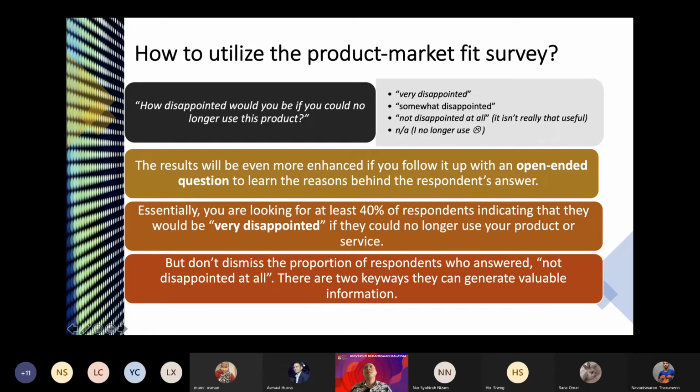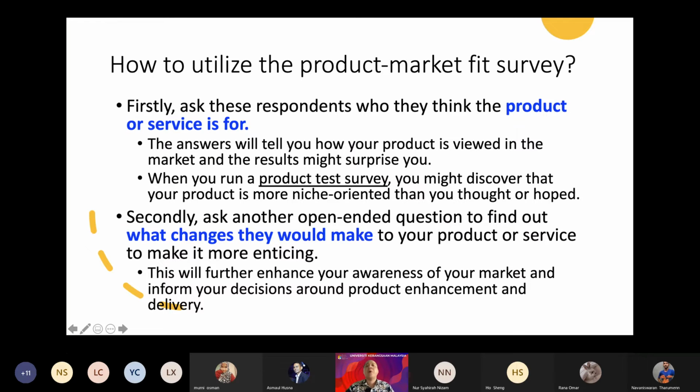Or maybe you don't have the correct market, and you might think of somewhere else, or maybe other people would benefit from your product. Okay, so this can happen. So how to utilize the product market fit survey? This is another important question, and here is how you can answer it.